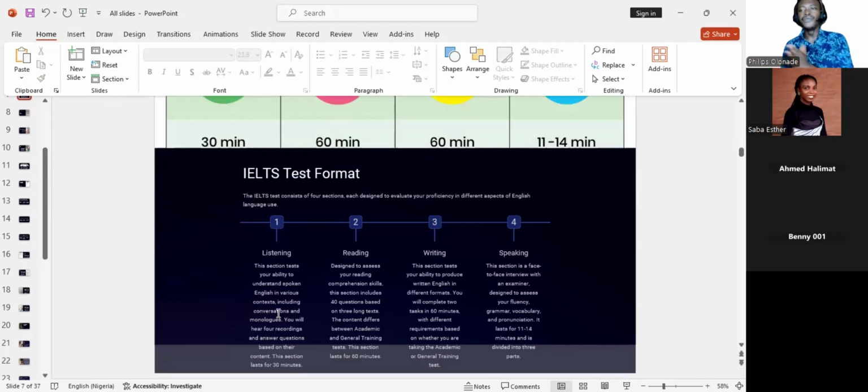Now let's move to the reading section. The reading section has 40 questions. Are you with me? The reading section has 40 questions and you'll be reading 3 passages.